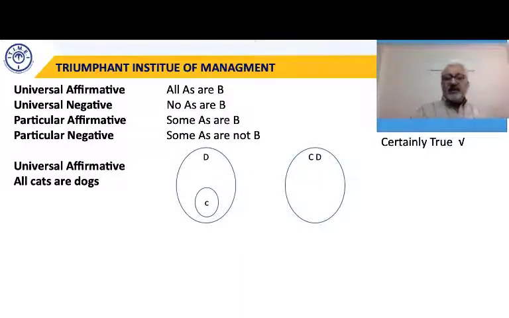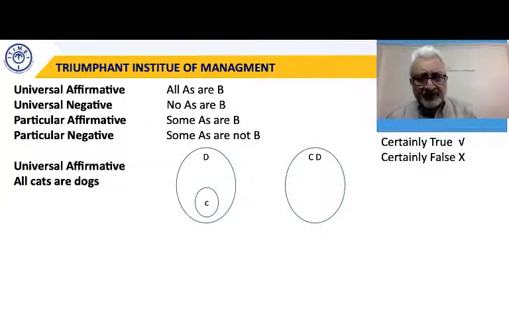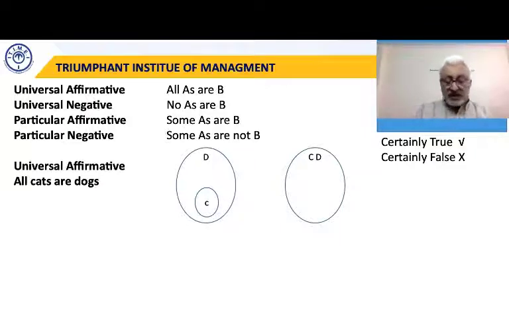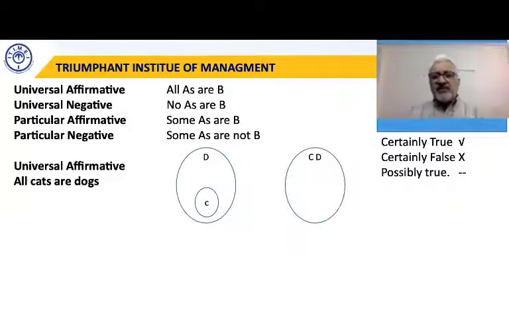And the second understanding would be certainly false. That means not true in any situation. All right. Now we have a third situation also, which is possibly true or probably true. When we talk about possibly true or probably true, then we have to keep in mind that it is not certainly true and it is also not certainly false.